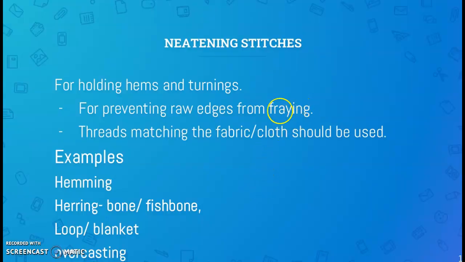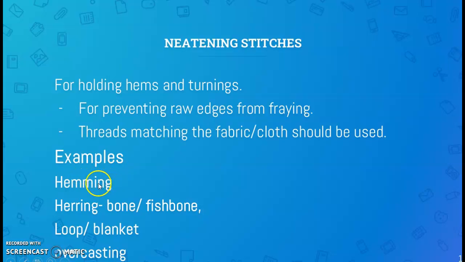The next is knitting stitches. Remember, we are looking at the types of permanent stitches. We started with joining stitches. An example is running, the slide we just left. Now we are looking at knitting stitches. These are used to hold hems and turnings and for preventing raw edges of garments or articles from fraying. As such, you are supposed to use a thread that matches the fabric. A strong cotton thread, of course.